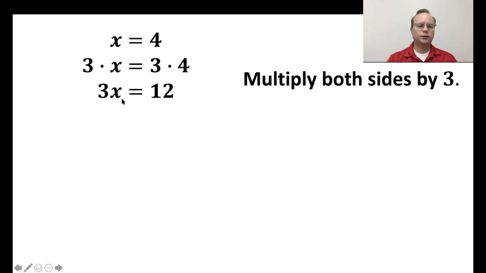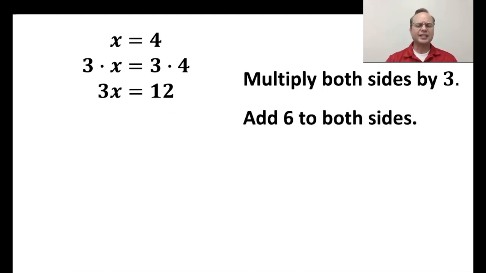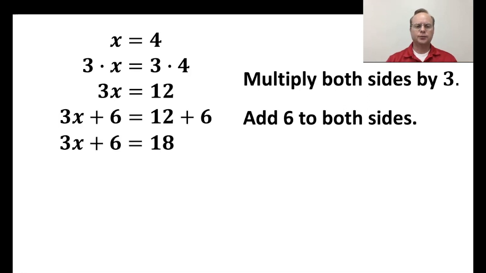Let me ask you this, does x still equal 4? Well, I look over here at 3 times 4, yeah, that's 12. So x still does equal 4. We haven't changed anything. Well, what if I added 6 to both sides? Okay, let's just do that. 3x plus 6 equals 12 plus 6. Okay, well, 3x equals 18.